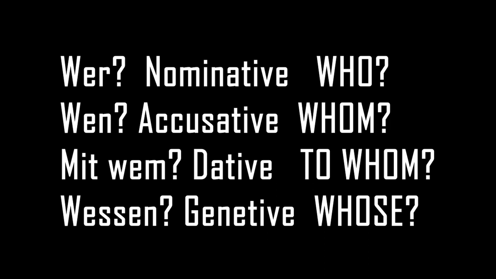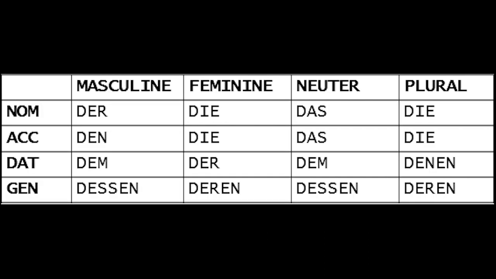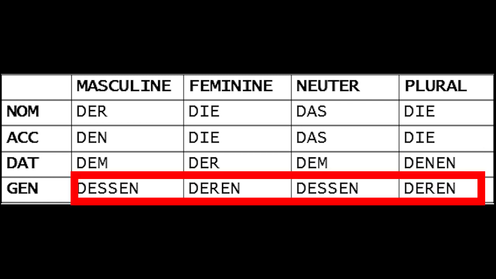First of all, we need a new table for you to learn. Luckily, there are only two things to look out for that are different between the definite article and this table. The first is you can see plural dative has now changed to denen instead of den, and all of genitive has now changed to dessen, deren, dessen, deren. And if you're trying to think of plural dative and you forget, just think of denen. You're welcome.